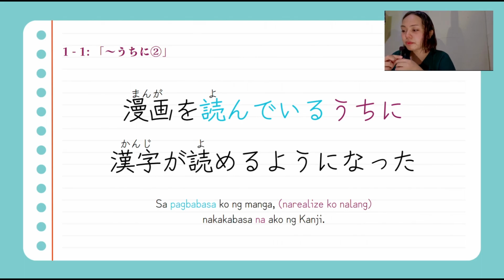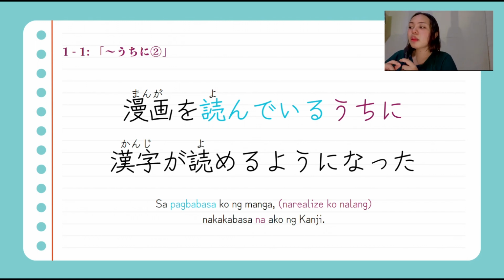Next example. Sa pagbabasa ko ng manga, na-realize ko na lang nakakabasa na pala ako ng kanji. No, may mga ganun tayo kakabasa nyo ng mga libro. Siyempre, nasasanay na yung mata ninyo sa kung anong itsura ng kanji. So, na-realize mo na lang, ay, nakakapagbasa na pala ako ng kanji. So, as you were reading manga, hindi mo alam na may change na pala na nangyayari. That is, yun yung pagkakatuto mo na magbasa ng kanji. So, uchini pa rin po ang ginagamit doon. Okay? Basta minasan, whenever you want to say, habang ginagawa ko isang bagay, na-realize ko na lang. Ayan, uchini po ang ginagamit doon.